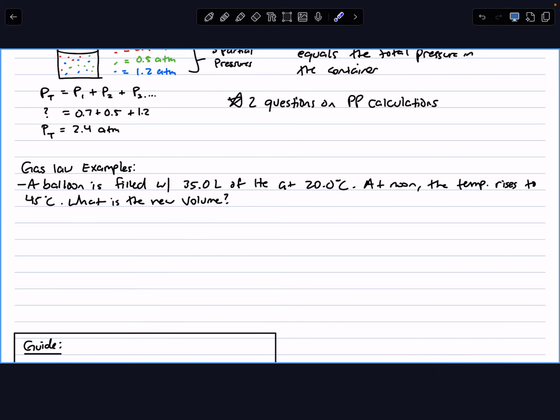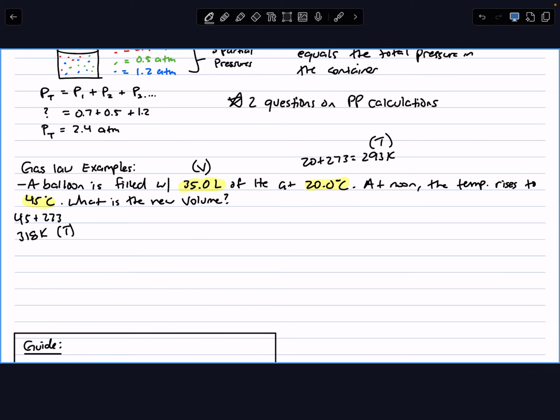V1 over T1. So hold on. I'm given 35 liters. What is that? Volume. Then I'm given 20 Celsius, but immediately I'm changing that. So 20 plus 273 is 293 kelvins. And that's what again? Temperature. And then I'm given the second temperature, 45. Add 273 to that to get 318.